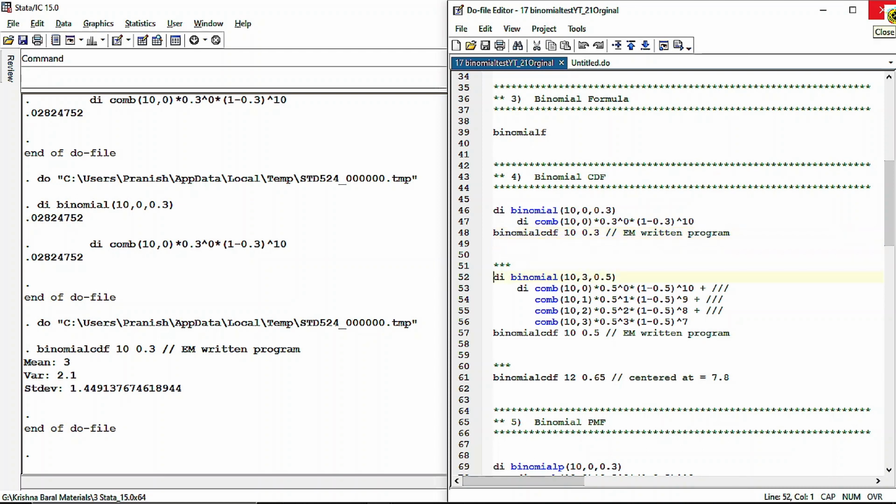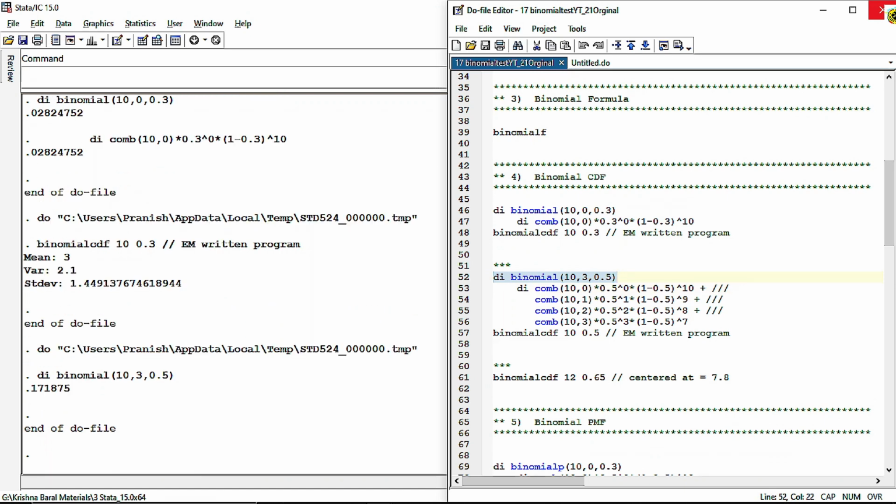Now let us reinforce the concept with another example. What is the probability of 3 or fewer successes out of 10 trials when the probability of success this time is 50%? It has increased from 30% to 50%. Let us see what it looks like. It is 17.18%. To get 3 or fewer successes, it is obvious we add the probabilities of 0, 1, 2, and 3 successes, and we get the probability of 3 or fewer successes.